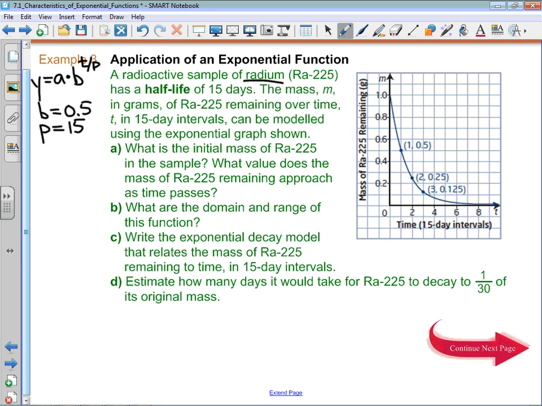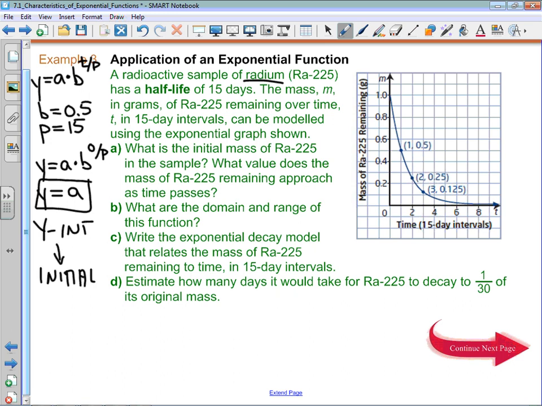Now, it doesn't specifically tell us how much we start with, but one thing I'd like to point out is that regardless of what B and P are, if I put 0 in for T, I get B to the power of 0, and I would get that Y is equal to A, which means that my Y-intercept is equal to the initial amount. That's a pretty important consideration, and I think that makes sense. If we don't let the radium decay, which is time 0, that's how much radium we have.